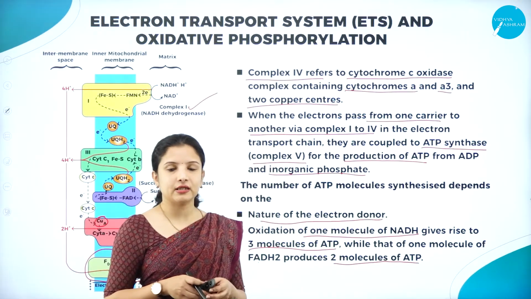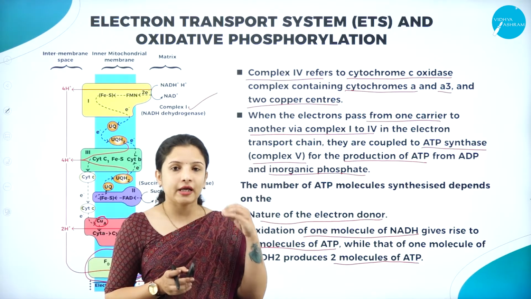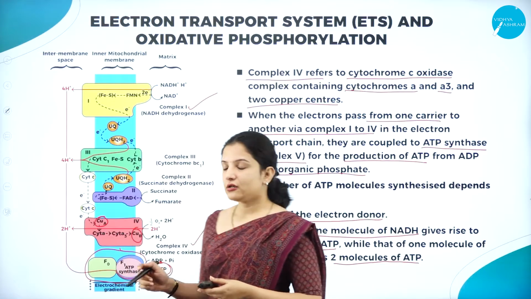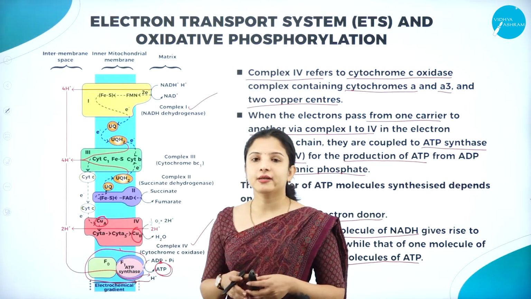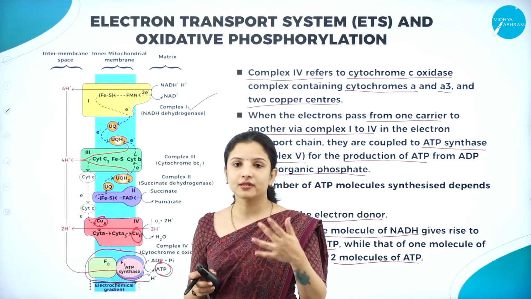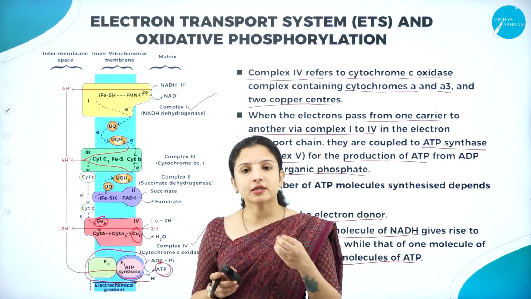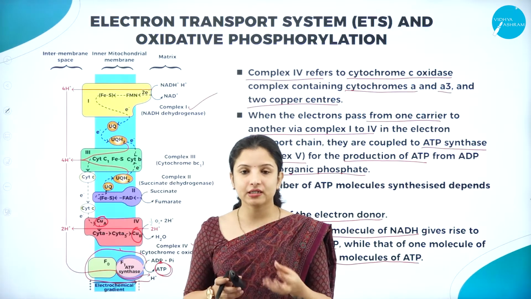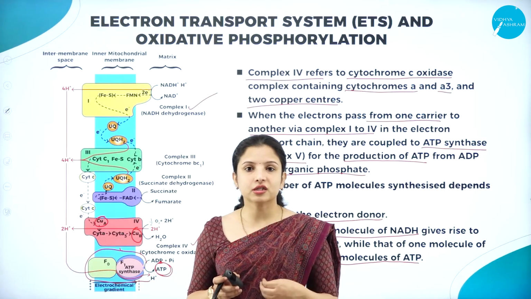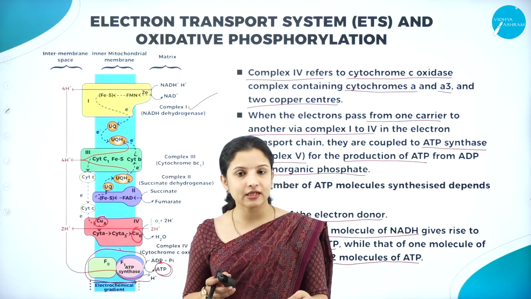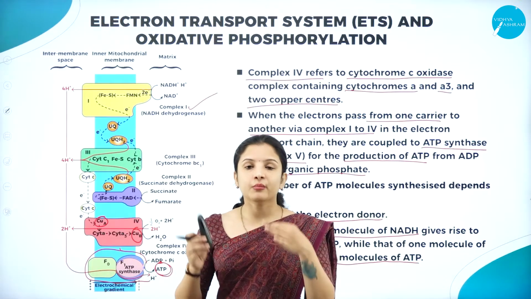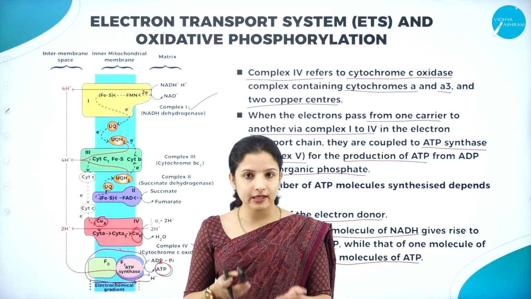So what did I tell you? The ATP that is produced at the end of the electron transport chain depends on the electron donor that is participating. So what are the electron donors that are participating in this particular electron transport system here? It is the NADH and the FADH2, right? Because they are the ones who are donating the electrons.